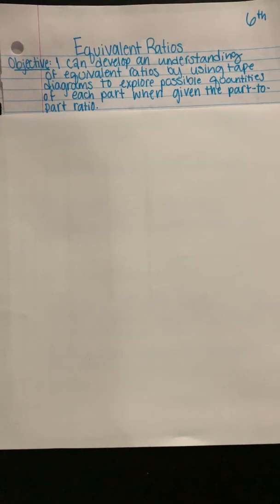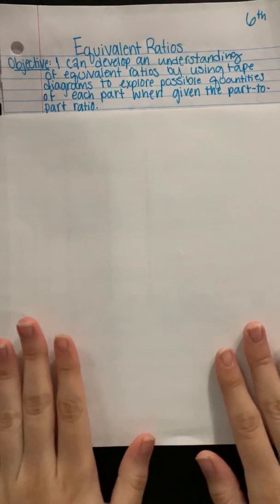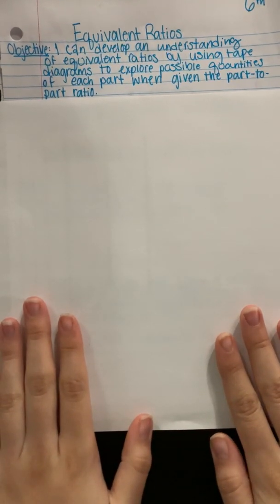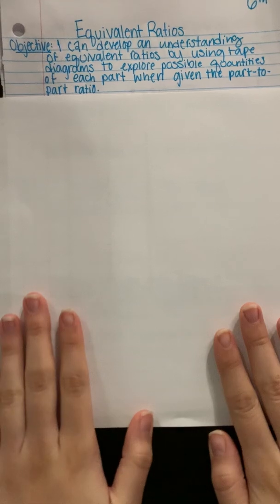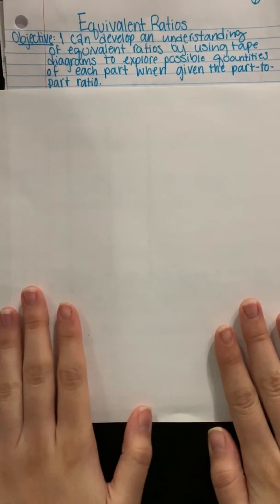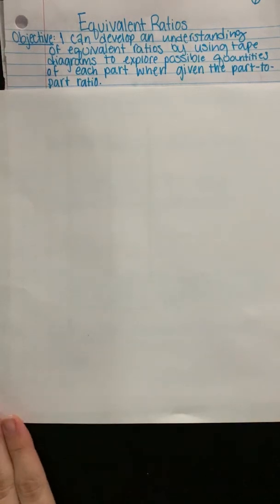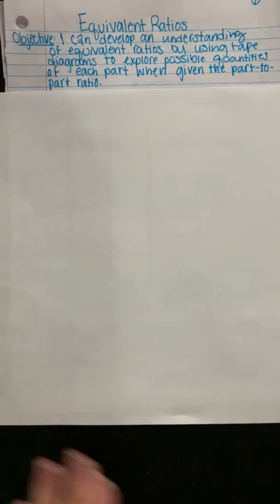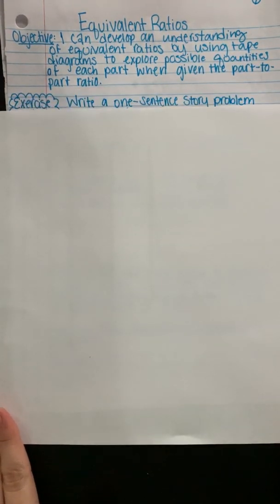Hey, sixth grade. Our screencast today is on equivalent ratios, and our objective is I can develop an understanding of equivalent ratios by using tape diagrams to explore the possible quantities of each part when given the part-to-part ratio. So it's kind of a long objective, but really we're just going to be using visual models, tables, ratio tables, and some real-world context to help us develop some equivalent ratios and understand what they mean.